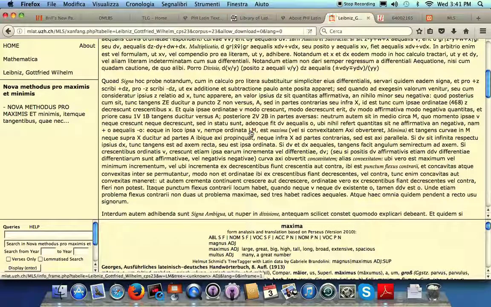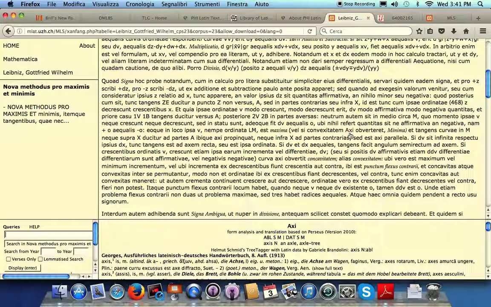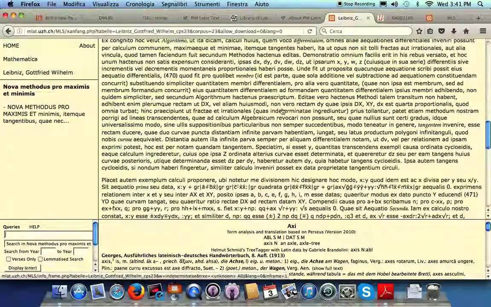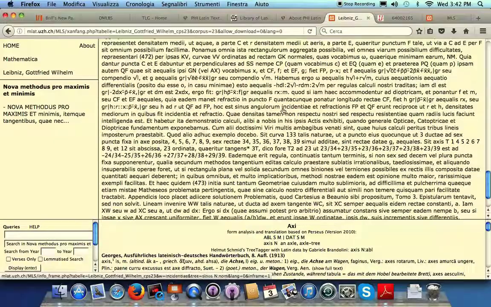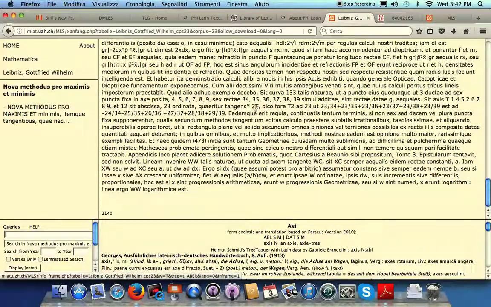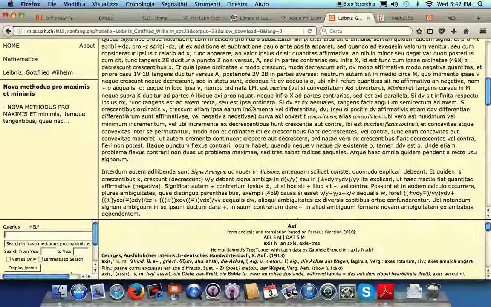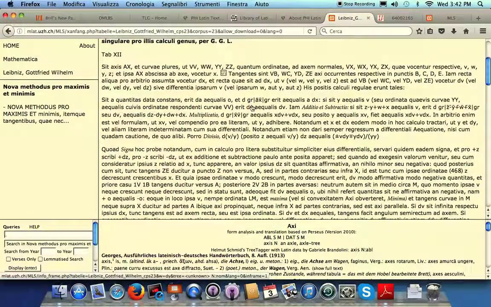And here, back to Leibniz. Leibniz has pictures. Pictures are hidden behind this camera symbol. So you click on it, you see the picture, and you can make it larger. You see here the picture of his construction of calculus. The text is about infinitesimal calculus. I can show you now an example of time-dependent search.